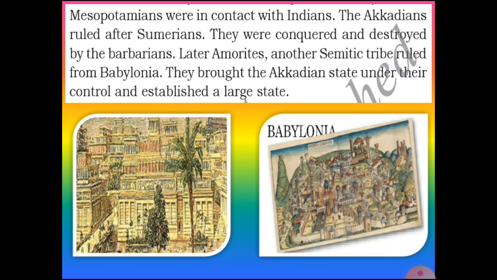You can see how the city was before, and it was ruled by different conquerors like Sumerians and barbarians. They ruled one after the other. Here you can see the Akkadians ruled by Sumerians, and after that they were destroyed by the barbarians. Later again the Akkadian state was brought under their control and a large state was established. And this was possible by the different kings. And this was the political history.